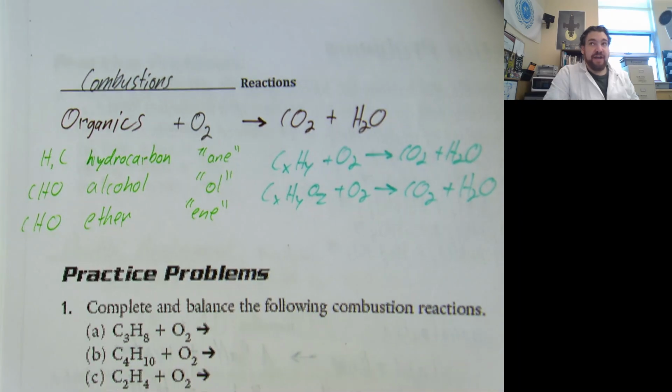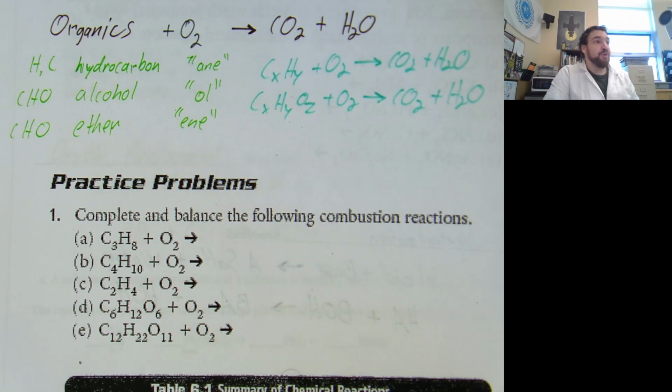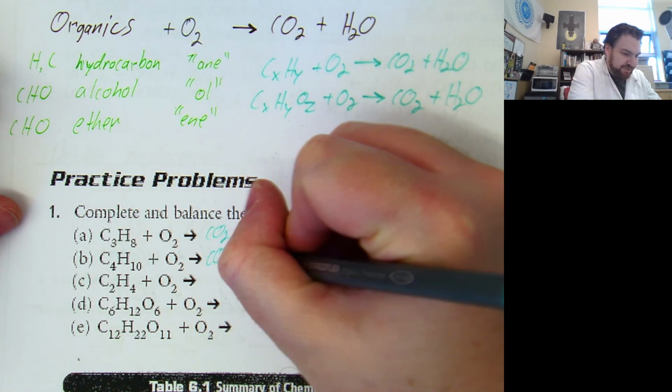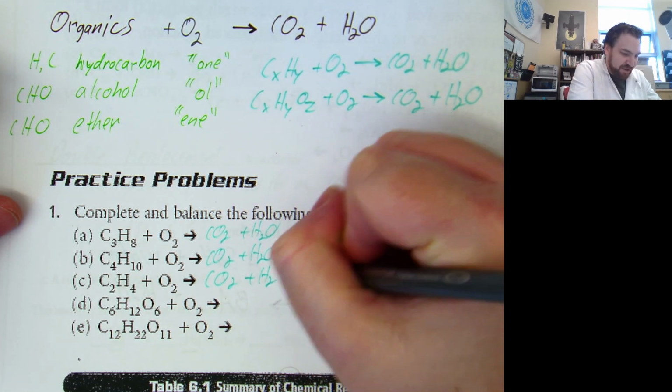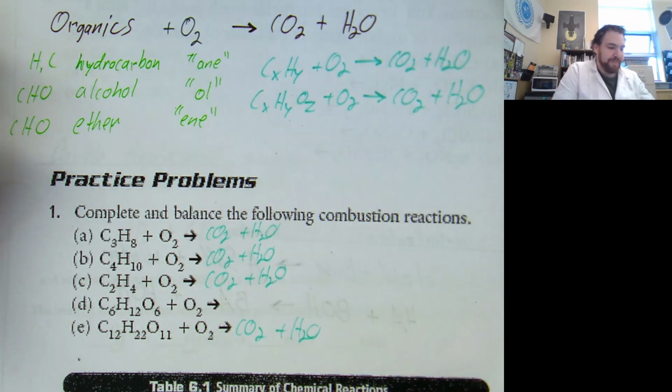So if you look down here at the 4 or 5 examples that I have down here, once you can identify that you have a combustion reaction, the products are all going to be what? CO2 and H2O. CO2 and H2O. CO2 and H2O. Skip letter D. CO2 and H2O for letter E. I skipped letter D because I want to draw special attention to it.